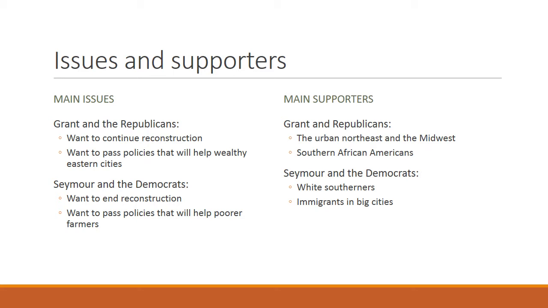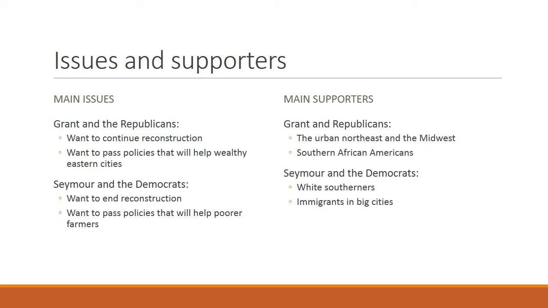Seymour and the Democrats stand for the opposite things. Seymour wants to end Reconstruction and basically let the South do its thing. And they want to pass policies that will be better off for poor farmers, but that will not help the wealthy Easterners as much.